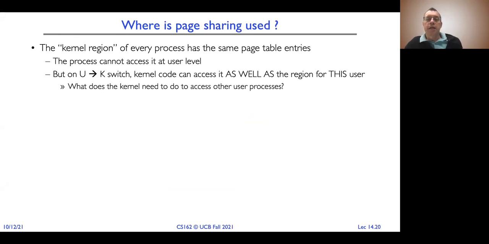Where is page sharing used? Kernel region of the processes. For the processes, you have a kernel region, as you remember. So all the processes are going to share the kernel code across all the processes, right? Because the same code is not going to change.